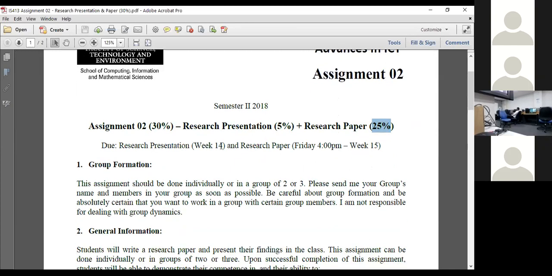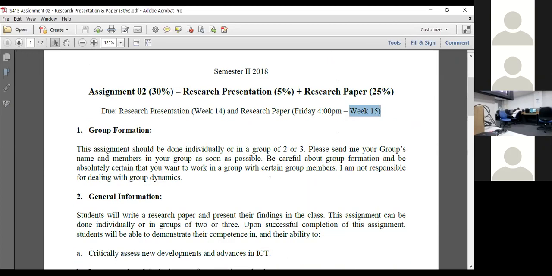So the research presentation is due in week 14. You've got 11 weeks for that. And the research paper is due in week 15. You've got 12 weeks for that. So you can do this assignment.